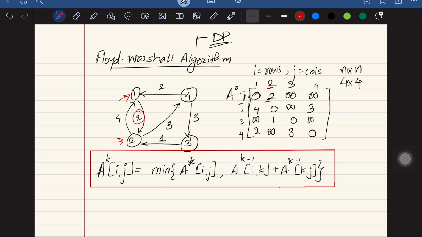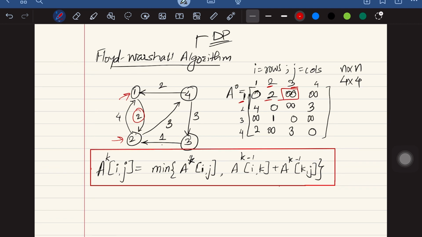But if you want to go from 1 to 3, you see it's infinity over here. That is because we cannot go from node 1 to 3 directly as per the graph given. That is why it's infinity. That is how everything is filled in this particular matrix.